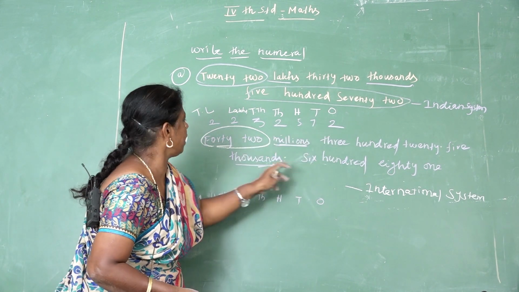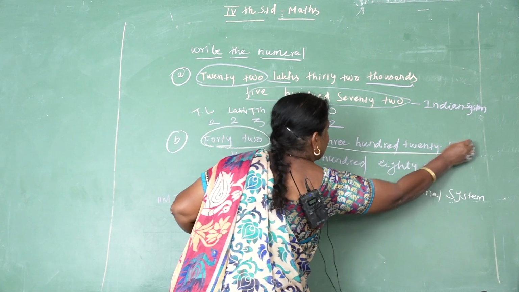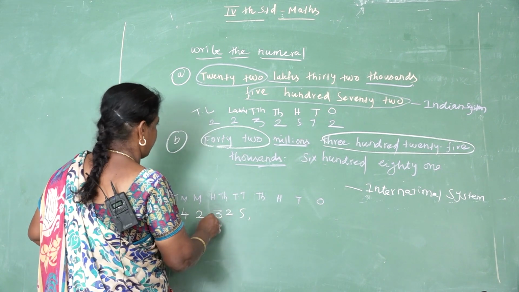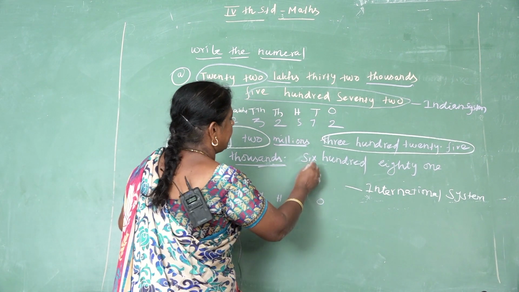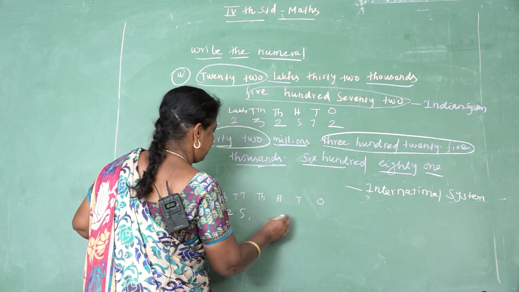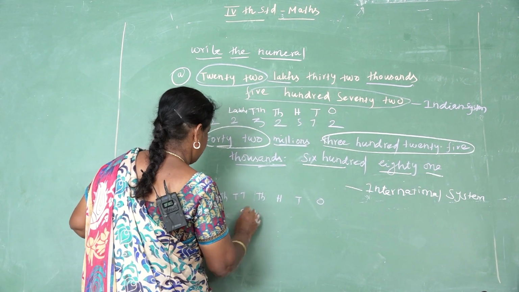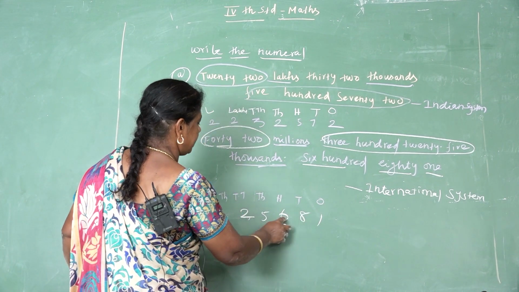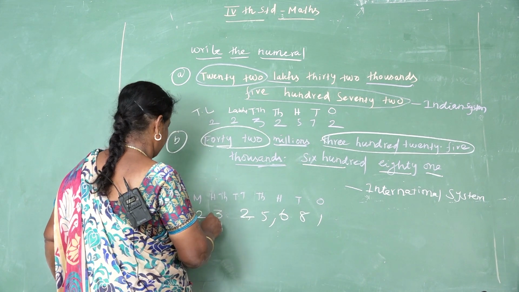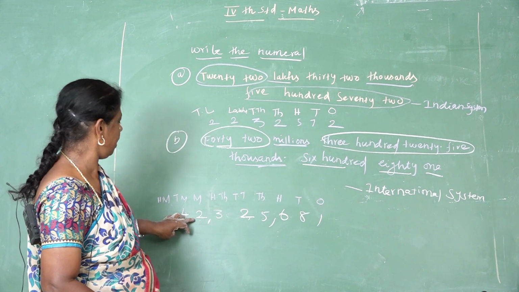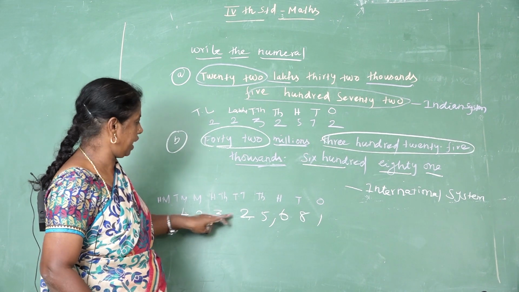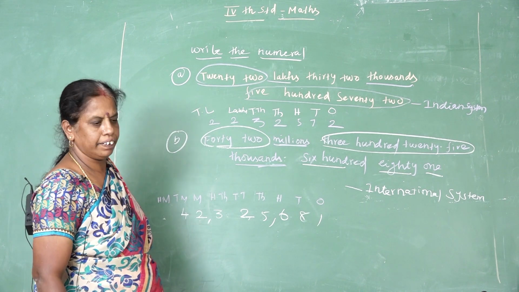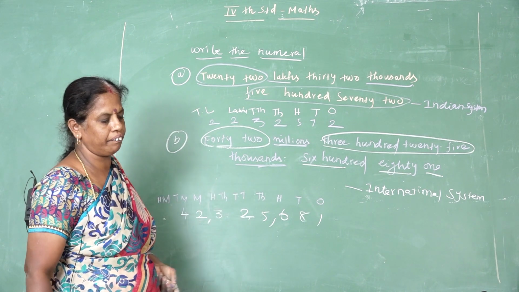Next, how many thousands? 325,000. Next, 681. So now we put the commas: ones, tens, hundreds, thousands, 10,000, 100,000, then millions, 10 millions. So now listen: 42 millions, 325,681. Okay. Next, shall we move to another topic?